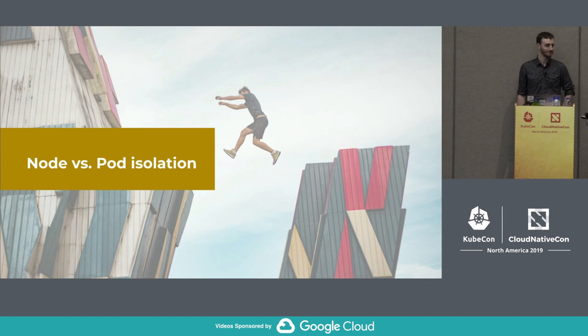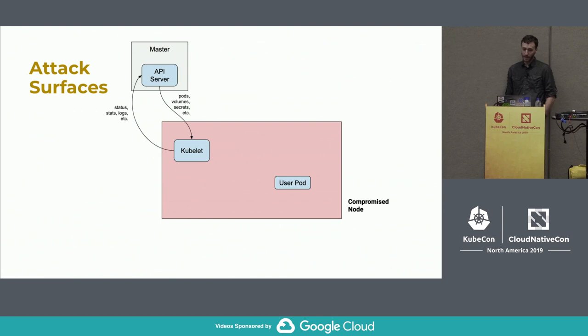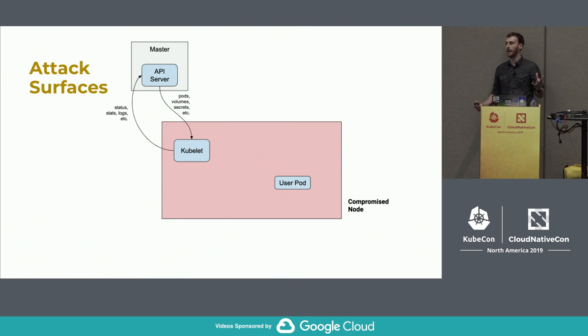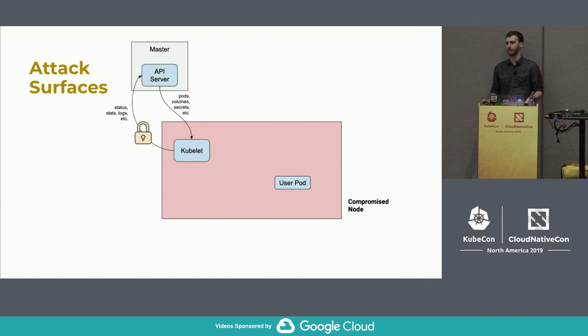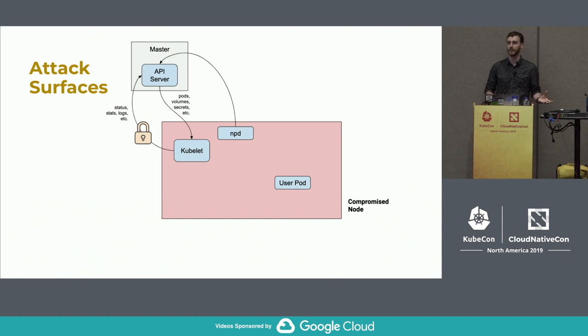Let's generalize a bit. We just saw this attack using the kubelet's credentials to talk to the API server. And we saw how the node authorizer can prevent this type of attack. But there's a lot more going on the node than just running the kubelet. You've probably got some other daemon sets running on the node, like the node problem detector. And those daemon sets don't actually go through the node authorizer.